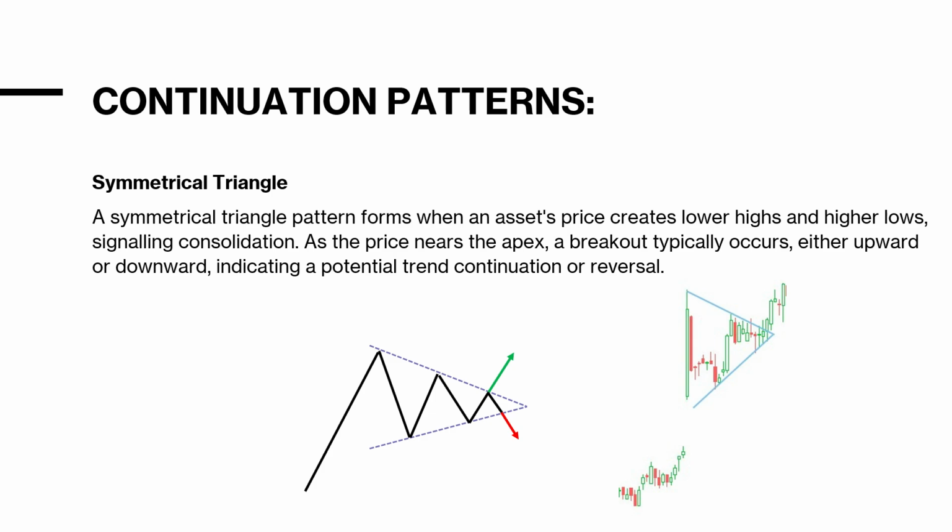For example, if the market was in an uptrend before the triangle formed, the breakout is likely to be to the upside, continuing the bullish trend. Conversely, if the market was in a downtrend, the breakout typically leads to a continuation of the bearish trend. Traders monitor the breakout level closely, using it as a signal to enter a trade in the direction of the breakout. Volume plays an important role here. Higher volume during the breakout is often seen as a sign of strong confirmation.